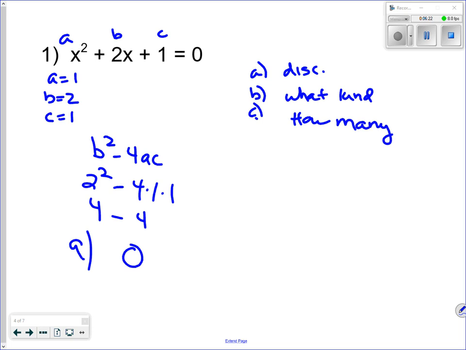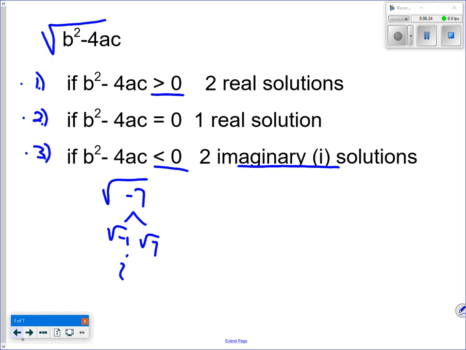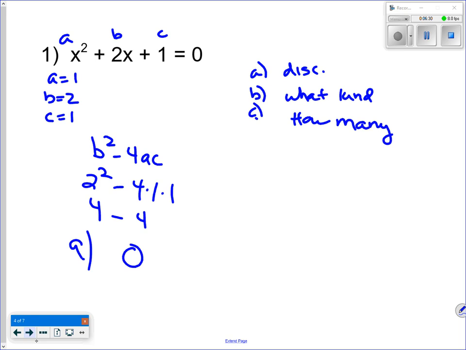Now if you go back and look at your choices, when the discriminant is 0, that means we have one answer. So how many? One answer, and what kind are they? Real. So the discriminant is 0. There's one real solution.